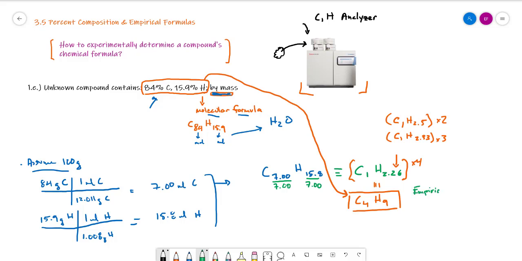We call it the empirical formula because the word empirical literally means experimental. So this is the experimentally determined formula. We don't really know if this is exactly it, but we do know that in the real formula, we'll still have the same ratio of 4 to 9. We just don't know if this is C4H9 or perhaps it's C8H18 or some other variation of that.